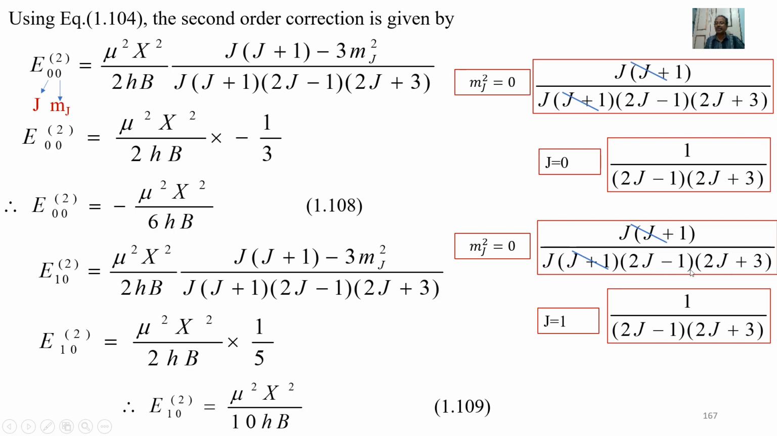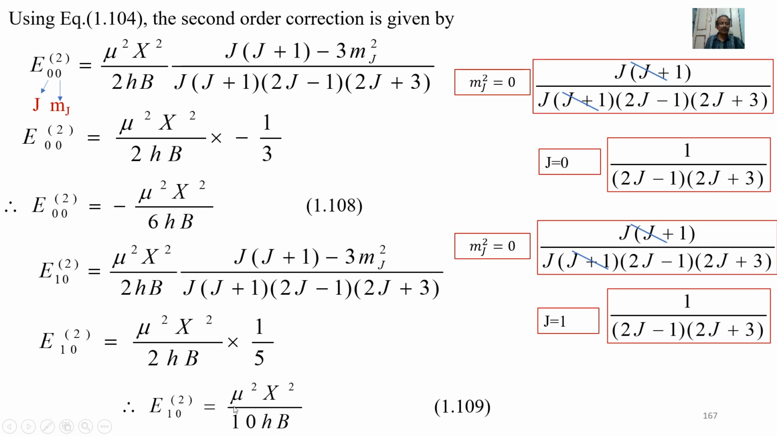You substitute j equals 1, and this becomes 1, and this will become 2 plus 3, 5. So 5 multiplied by 1, so 1 by 5 we'll have. So we have mu squared x squared divided by 2hp multiplied by 1 by 5. So the second order correction for j equals 1, mj equals 0 is given as mu squared x squared divided by 10hp. Now you have to subtract.